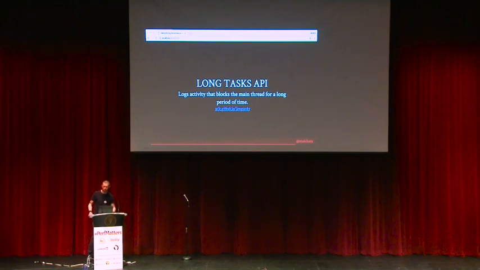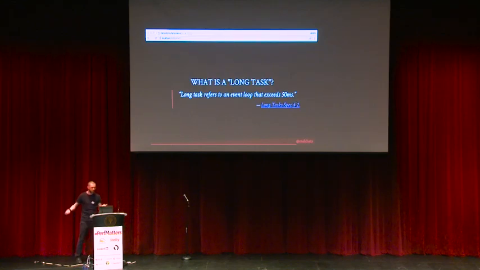And lastly, we'll talk about the long tasks API. And this is activity that blocks the main thread for a long period of time. But what's a long period of time? The spec says that a long task refers to an event loop that exceeds 50 milliseconds.